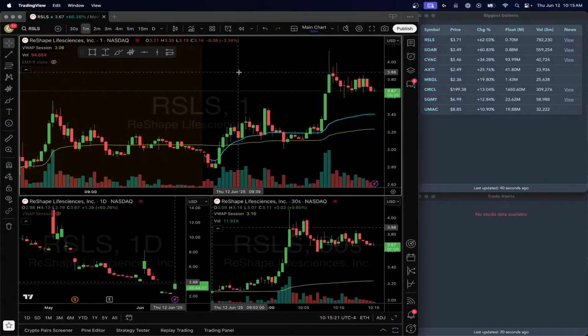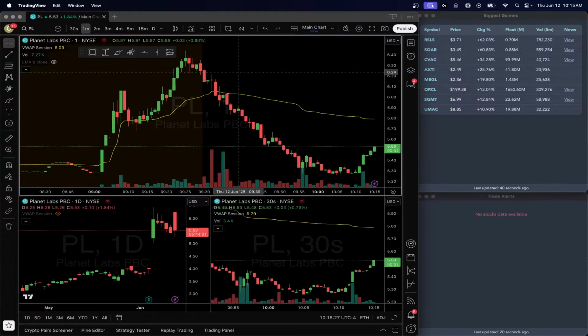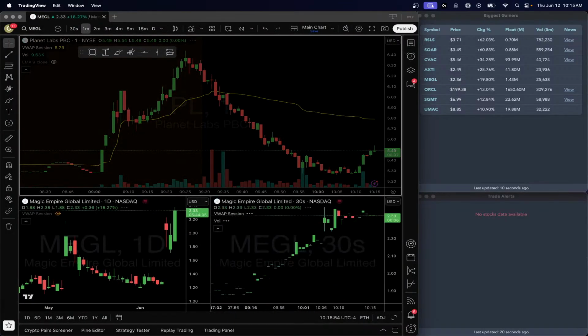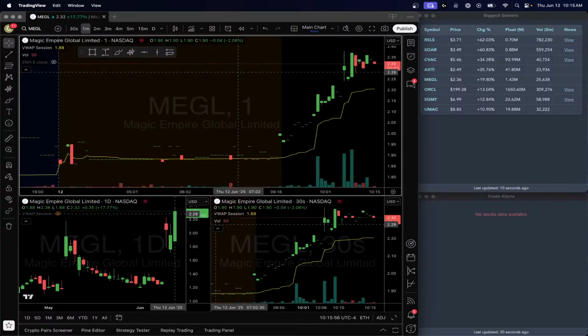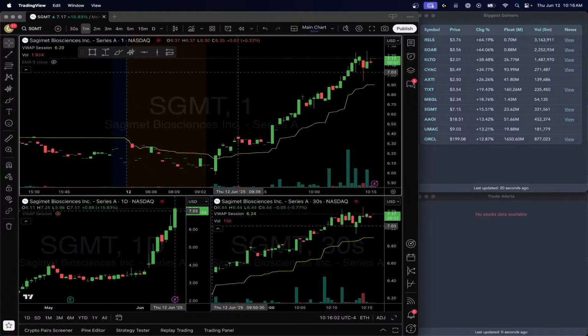PL gave all its gains back. That showed up earlier. As you can see here, that popped up in pre-market and gave its gains back. MAGL is not doing anything. SGMT is like a 50-some million float. That's really nothing.